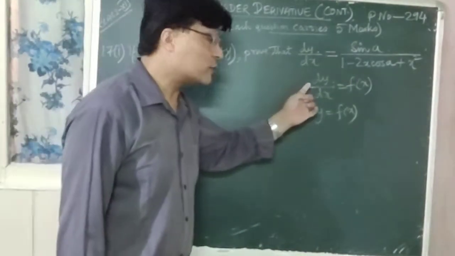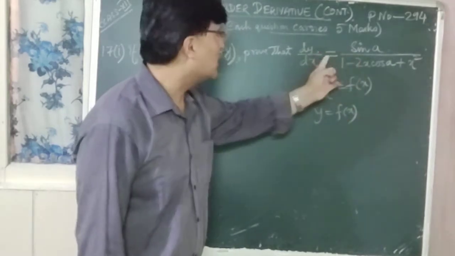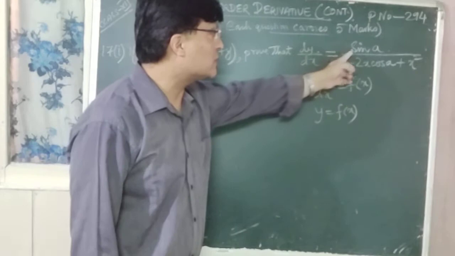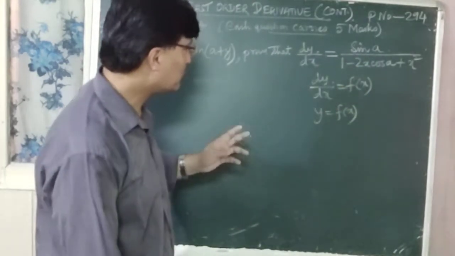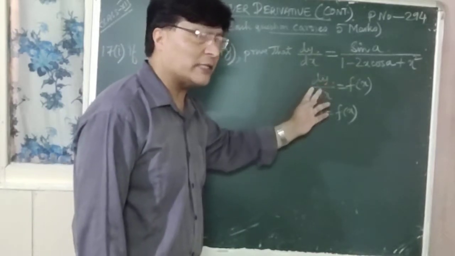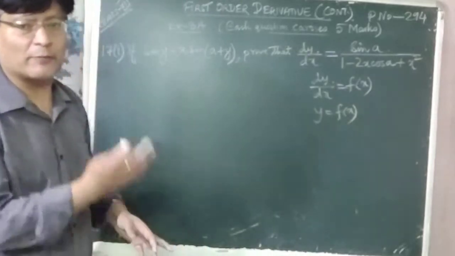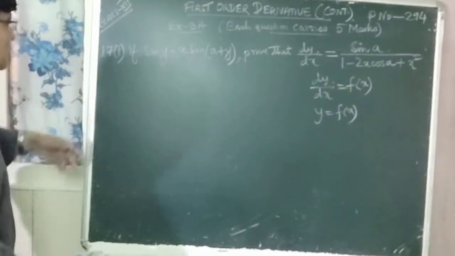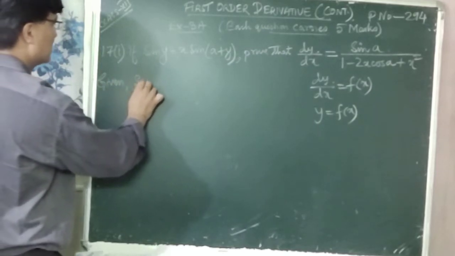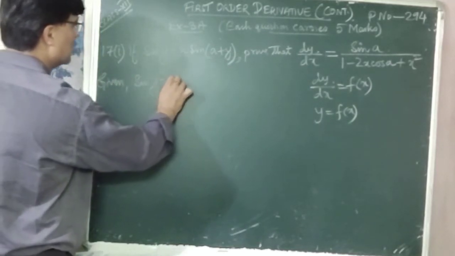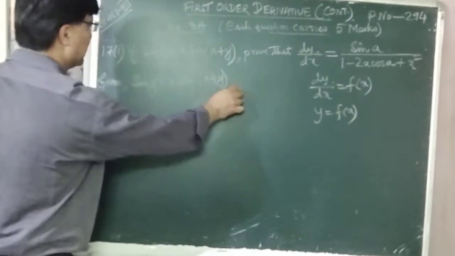You want to prove that dy by dx as a function of x out here, isn't it? Because it is given dy by dx is equal to sin a whole divided by 1 minus 2x cos a plus x square. So if you want to prove dy by dx as a function of x, you have to express y as a function of x from the given part. So let us write down the given here. Here given is sin y is equal to x sin of a plus y.